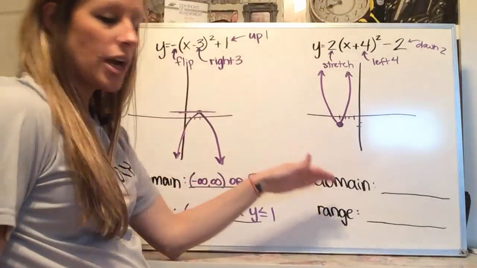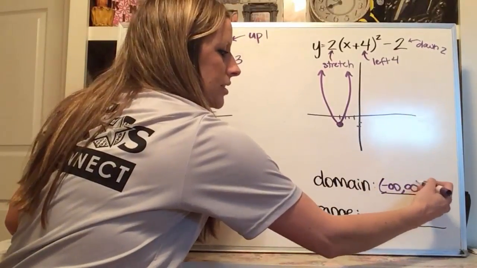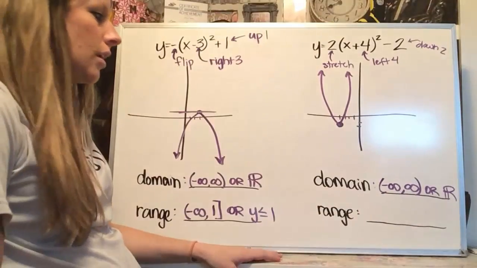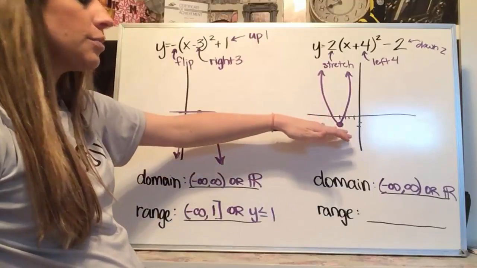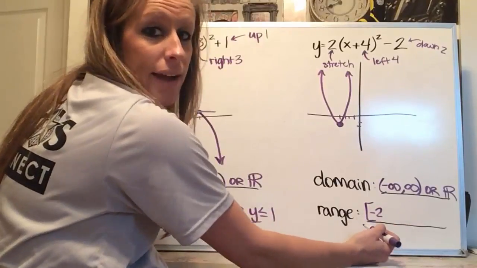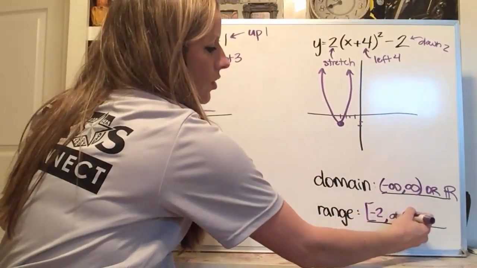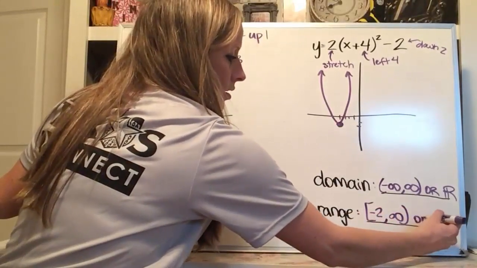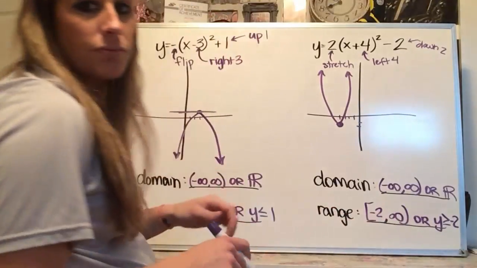Okay, my domain for quadratics is always all real numbers. You can put negative infinity to positive infinity or all real numbers. It's totally up to you. The range is my lowest to the highest. So my lowest point here is -2. Okay, and it's going to have a bracket because I have a point there. And then it goes up forever and ever. So it goes all the way up to infinity, parentheses. Or you could say that y is going to be everything greater than or equal to -2. Okay, either way.